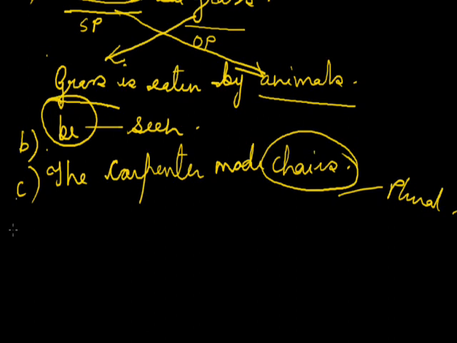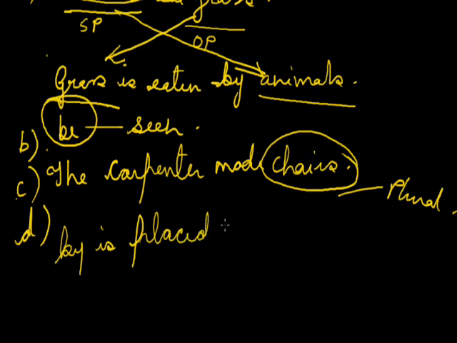Now the fourth rule: in the passive voice, by is placed before the object. By is placed before the object. For example, the principal announced the result. So the doer of the action is the principal, because he is announcing the result, and the doer is in the subject position.